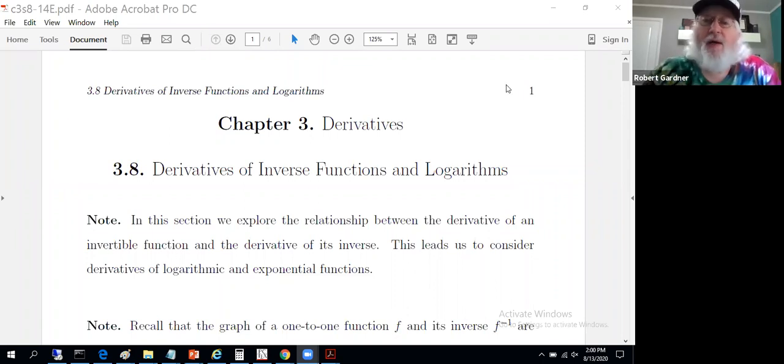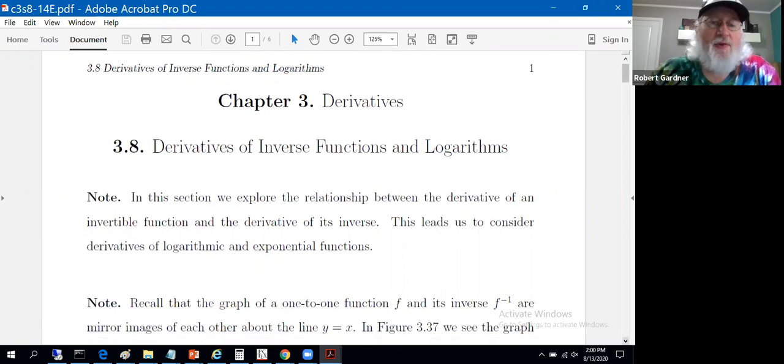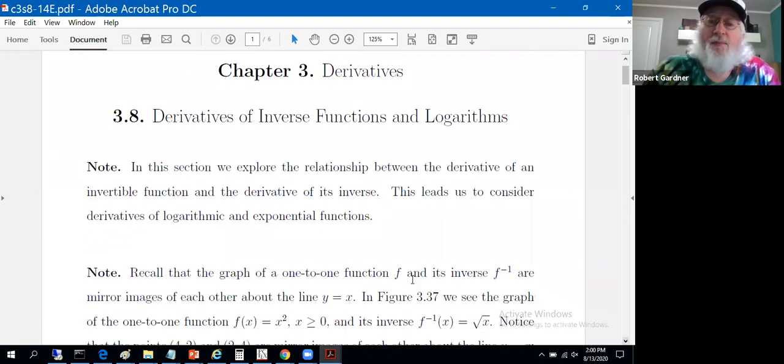All right, so 3.8 is derivatives of inverse functions and logarithms. So the inverse function stuff will, in this section, apply to logarithms, and in the next section, apply to inverse trig functions. So the plan here is to explore the relationship between the derivative of an invertible function and the derivative of its inverse. What you know at this stage is logarithms and exponential functions are inverses of each other.